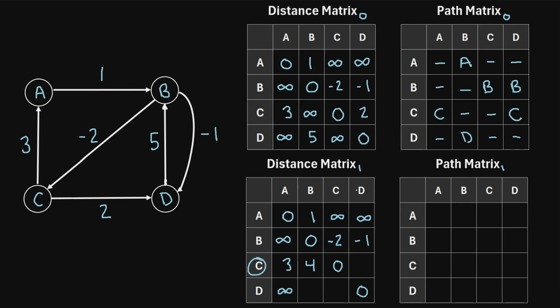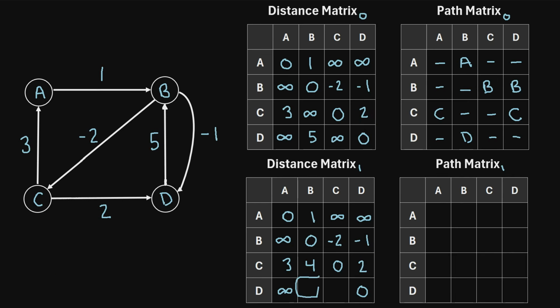Now to go from node C to node D, currently the shortest distance is 2, but what if we force ourselves to go through node A? Well, from C to A, that's a distance of 3, so 3 plus from A to D, that's currently a distance of infinity. In other words, there is not a route from A to D right now, so that would be 3 plus infinity. So is this shorter than the current shortest distance of 2? No, it's not, so we'll leave the 2 in the distance matrix.